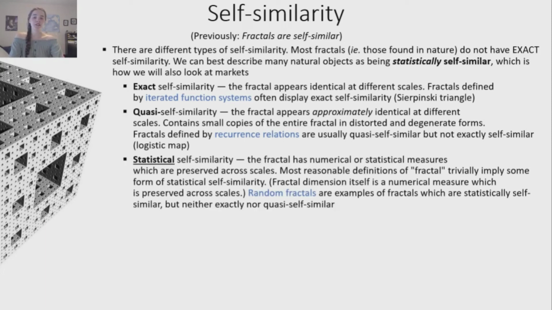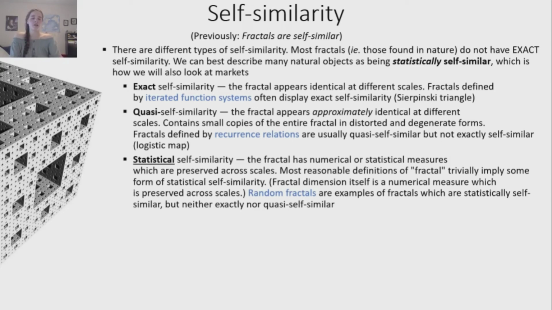Statistical self-similarity is what we'll be focusing on for the remainder of the series after this video. The fractal has numerical or statistical measures which are preserved across scales. Most reasonable definitions of fractal trivially imply some form of statistical self-similarity, so most fractals are statistically self-similar, even if they're also exactly or quasi-self-similar. Fractal dimension itself is a numerical measure which is preserved across scales, and I think I mentioned that fractal dimension is a way that we can quantify how much of a fractal is.